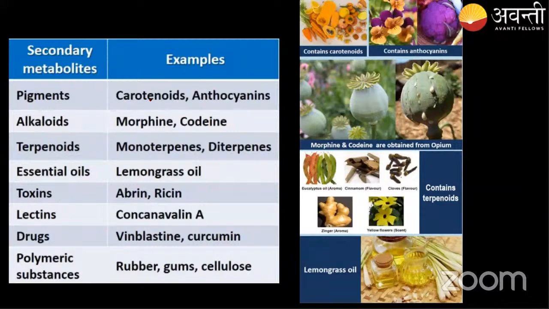Okay, so examples are carotenoid or anthocyanin, the colors which are given to the flower or the fruit and to some of the tubers also. Okay. Second are alkaloids. Alkaloids are also a kind of chemical structure. It's an aromatic structure. Okay, alkaloids. So examples are morphine and codeine.